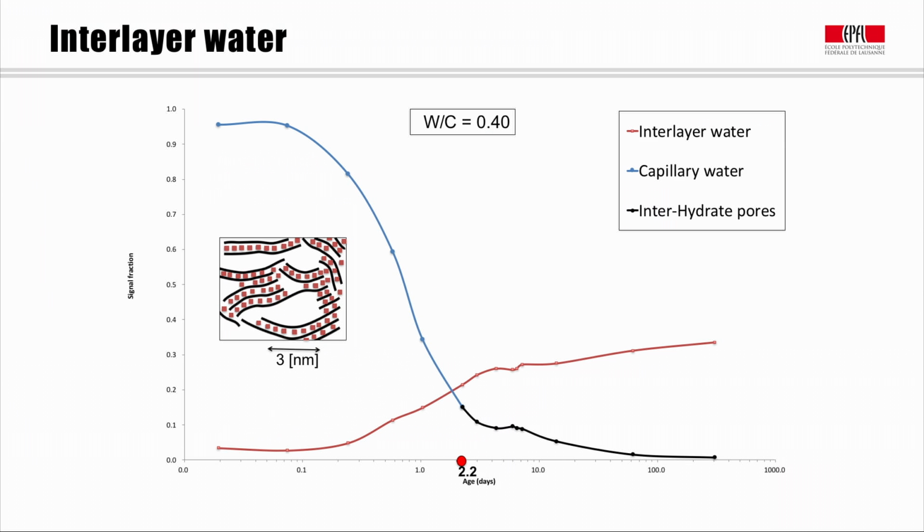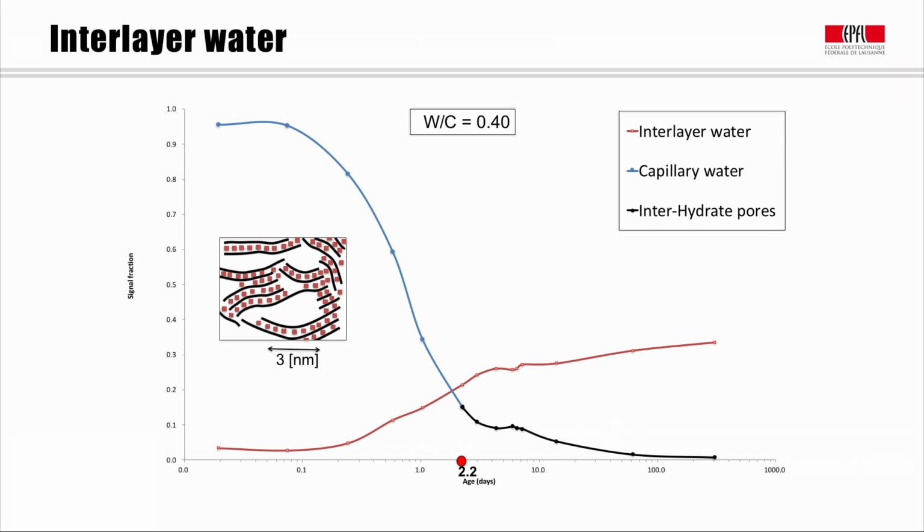Now, if we look at what's happening in the hydrates, we can now look at the interlayer water. So the interlayer water is between these sheets of CSH, as shown in red here. And unsurprisingly, during the main hydration peak, this is going up quite fast, and then subsequently it's going up, but more slowly.